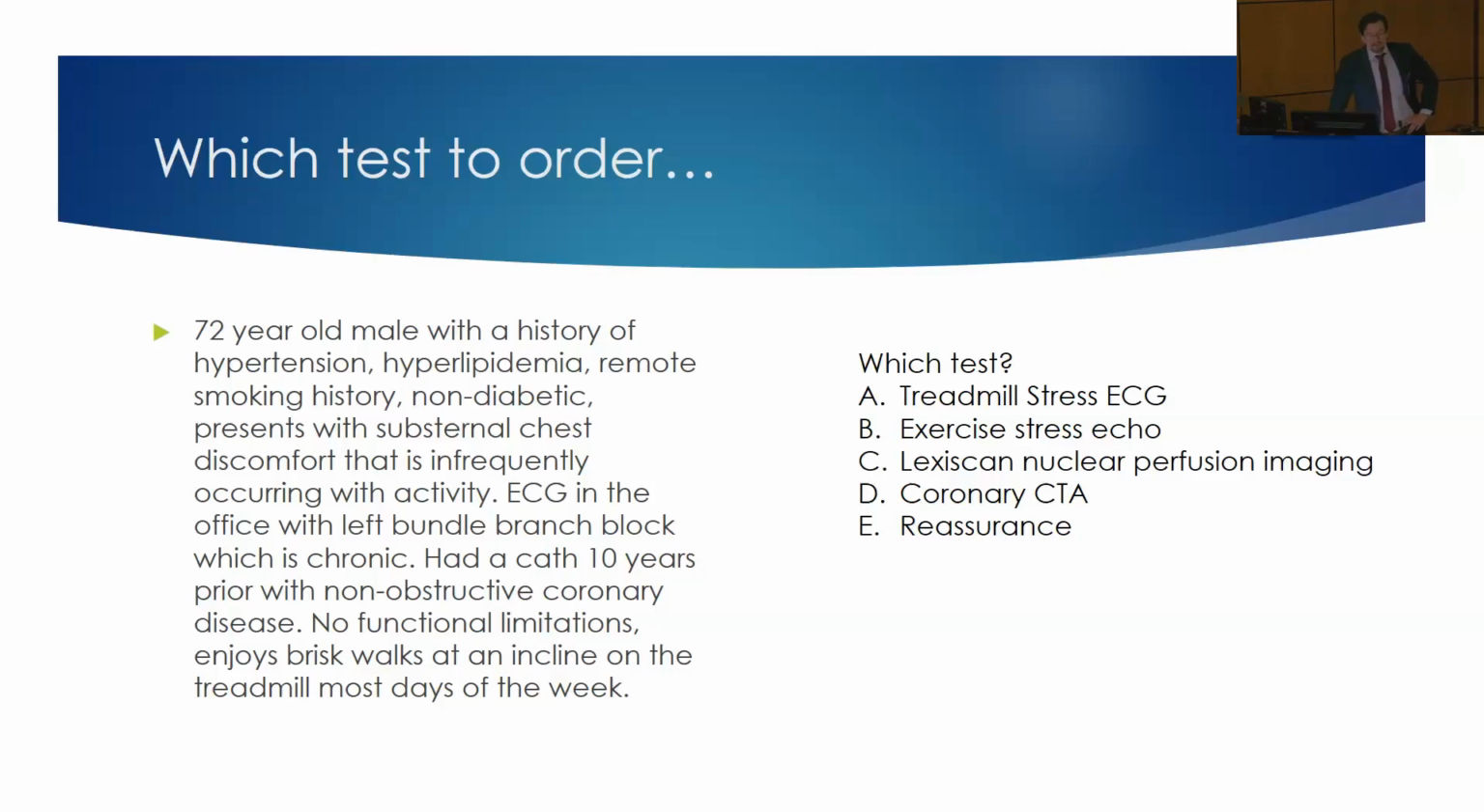ECG in the office shows left bundle branch block, which is known, not a new finding. He had a cath 10 years prior when he had chest pain at that time, and that showed non-obstructive coronary disease, so he had some plaque at the time. But no functional limitations. He enjoys brisk walks at an incline on the treadmill most days of the week when he goes to the gym. So, which test would you do now after what we learned from before?